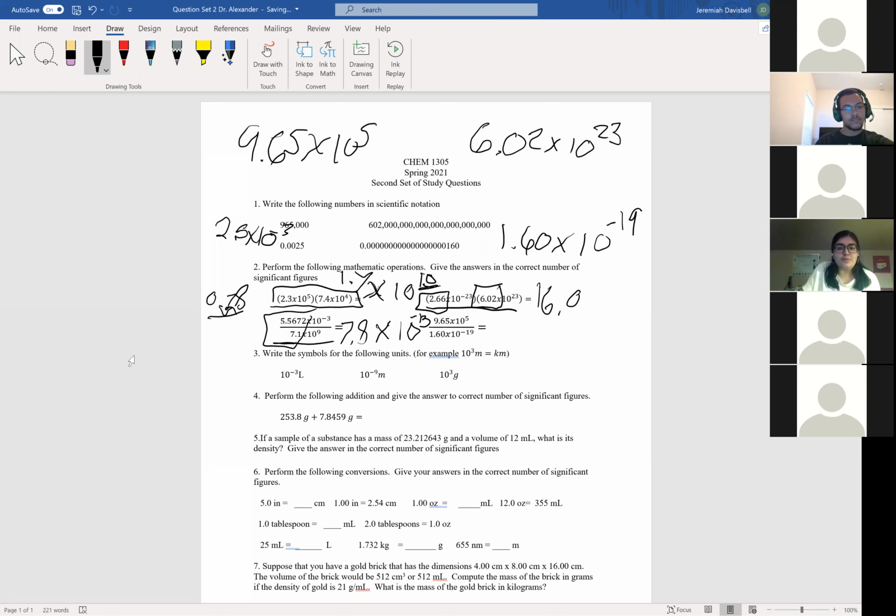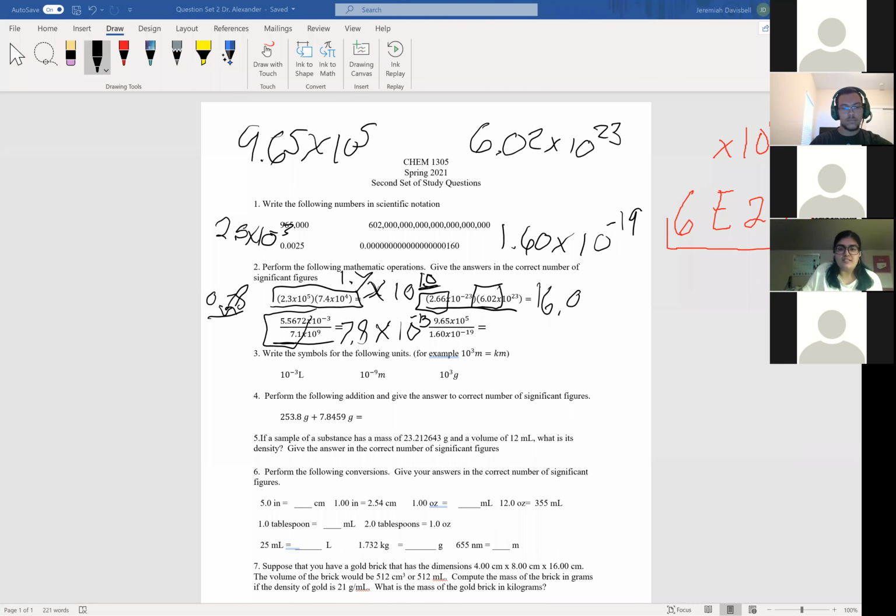So we've been writing it times 10 to the exponent, right? Let's do 23. What if the problem gives you e to the 23? Let's say it gives you 6 times e to the 23. What does that mean? Does anybody know? It's the same thing, isn't it? Same thing, right? So be careful. I actually had some students ask, so just know that this is the same thing as 6 times 10 to the 23. Just so you're aware. That's all I wanted to say.